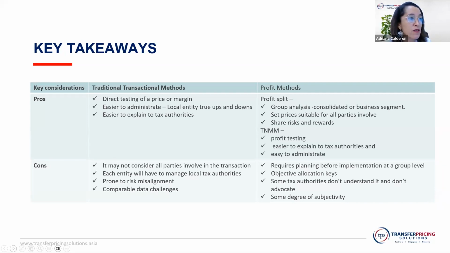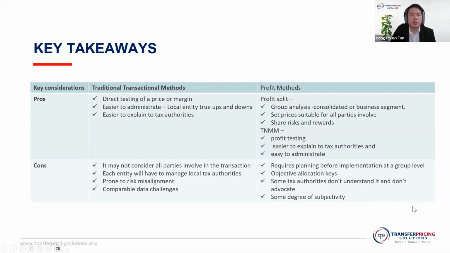In terms of challenges, I will say that it requires a lot of planning before implementing it. As I said earlier, objective allocation keys. Some tax authorities don't understand it and therefore they don't advocate for it. And as objective as you want to be, sometimes there is some level of subjectivity in it, which is difficult to explain, especially in TP when you don't have benchmarkings. Do you want to go with yours?